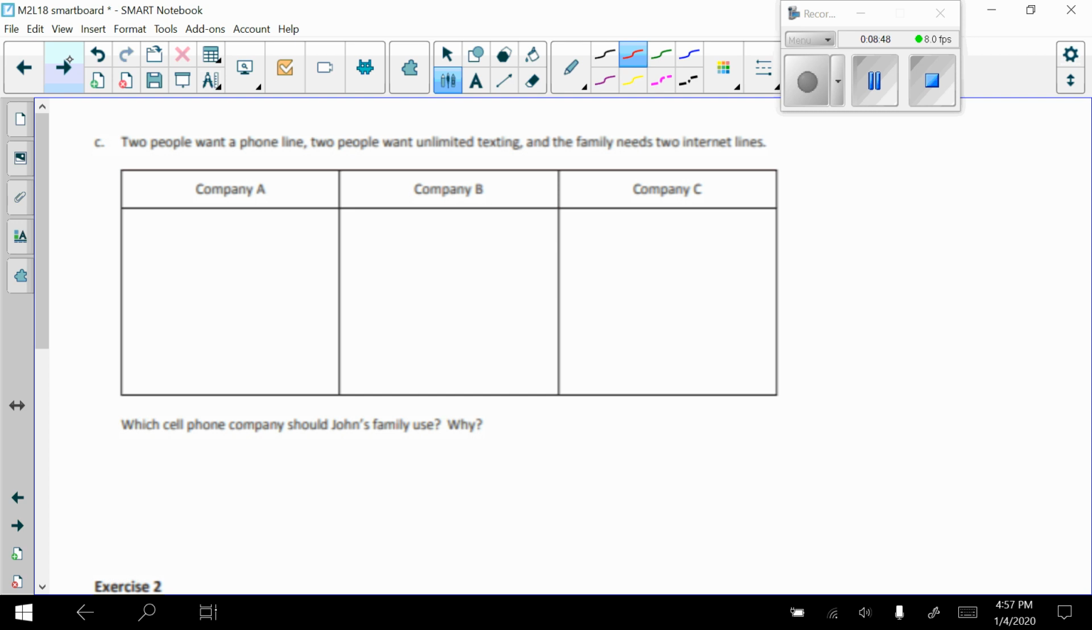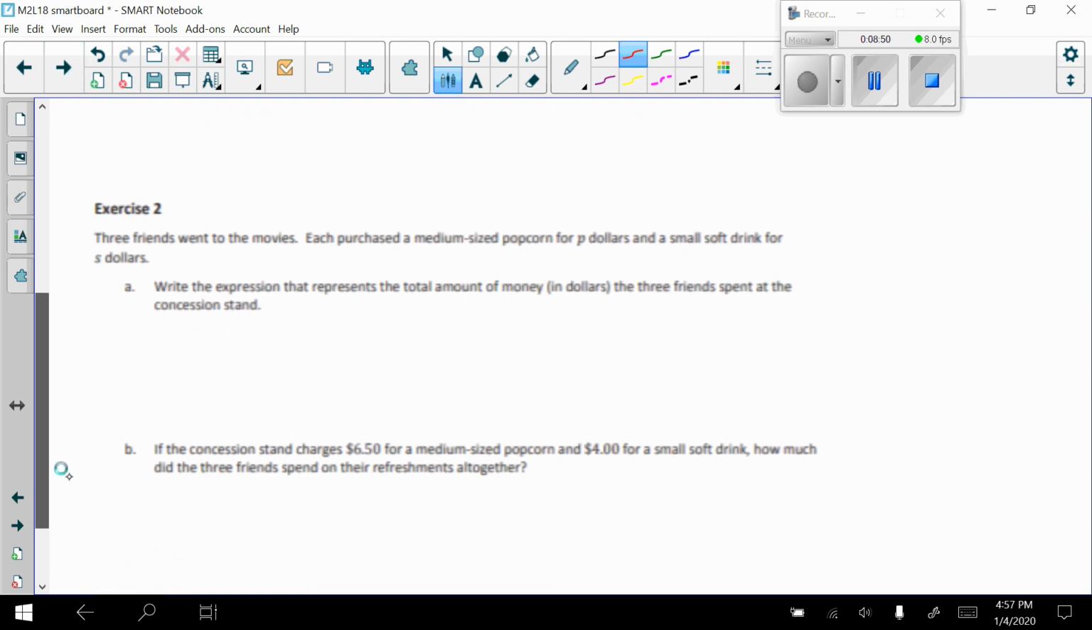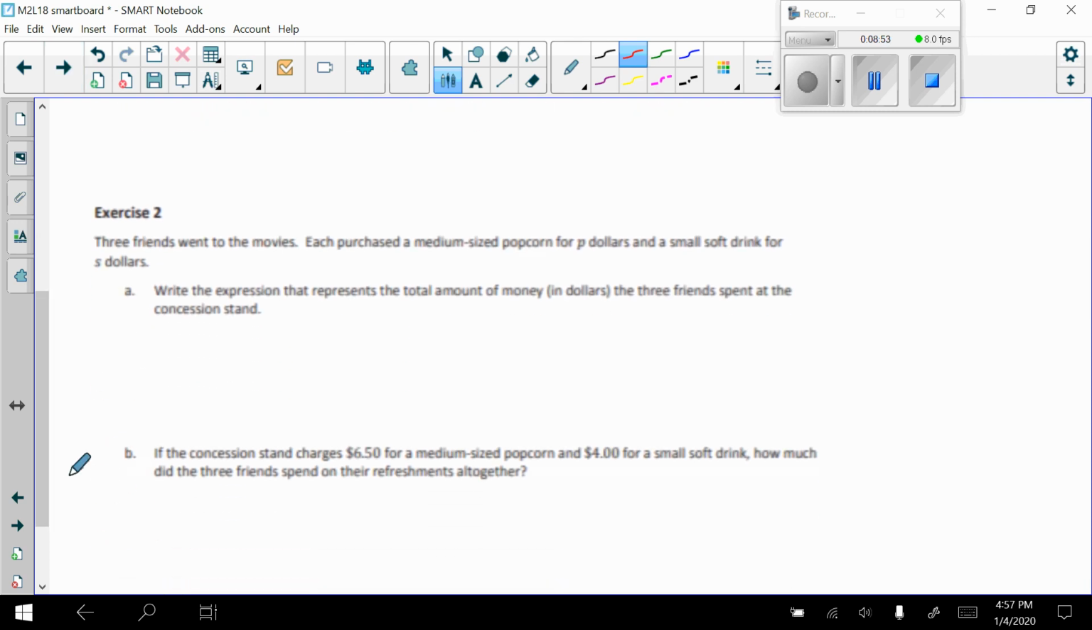We're going to skip problem C and move on to exercise 2. 3 friends went to the movies. Each purchased a medium-sized popcorn for P dollars and a small soft drink for S dollars. So this problem defines the variables. They're telling you what variables to use. They're saying use P for popcorn and S for soft drink.